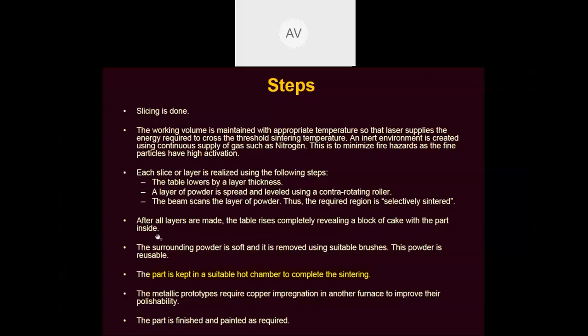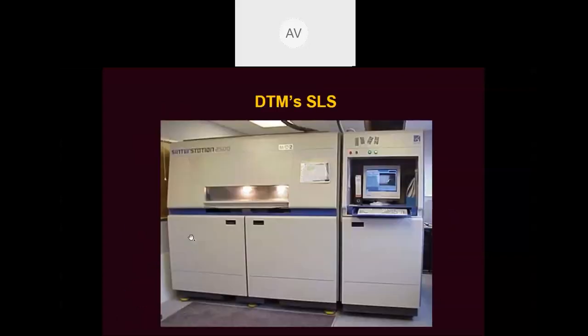So once the part is built, that whole table will rise up, and the powder will be there. The block of cake, it is called, and from that we have to take out the part inside. The surrounding powder is soft and is removed using a suitable brush. Through the brush we can remove the powder around the part, and this powder is reusable. Again, that powder can be reused.